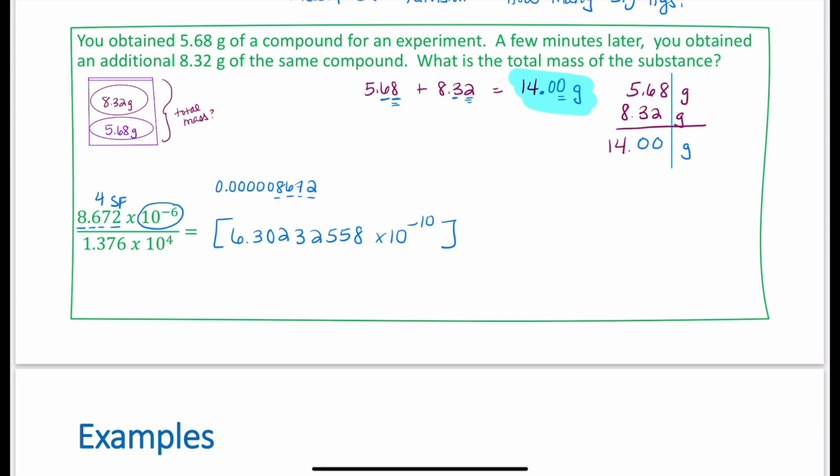2, 3, 4. Yeah, I did. I'm checking to make sure I wrote the right number of zeros. It's showing me how, in this case, small the number is. And the 10 to the fourth here is just showing me how big the number is. This is saying the number is really 13760.